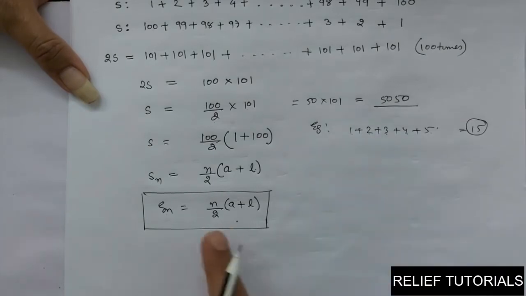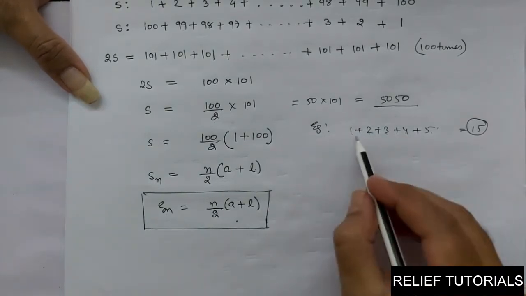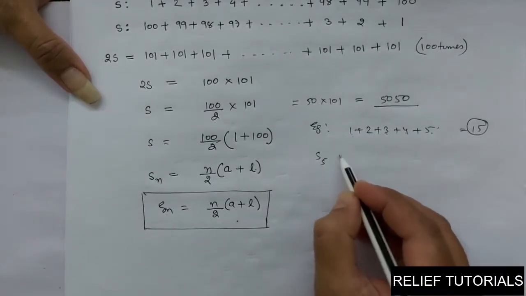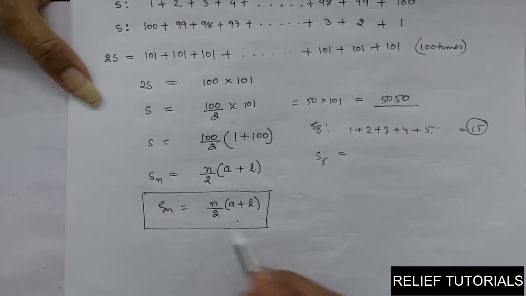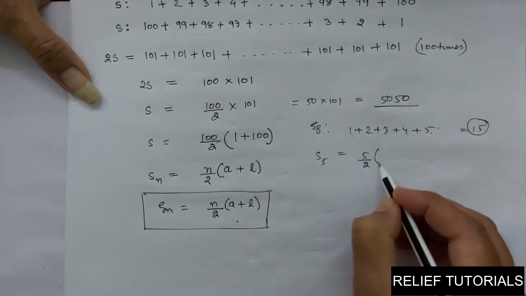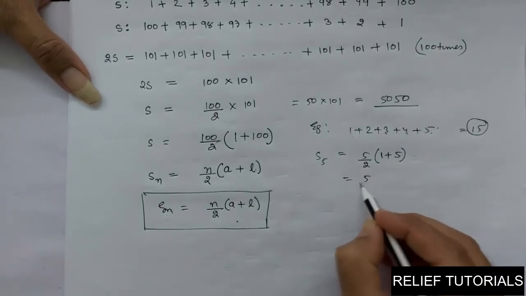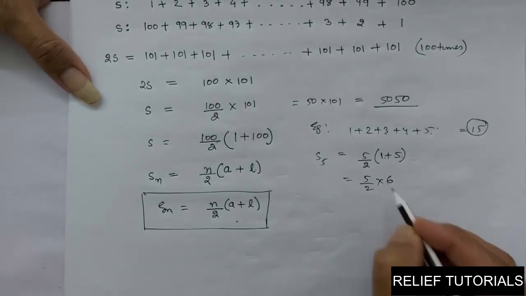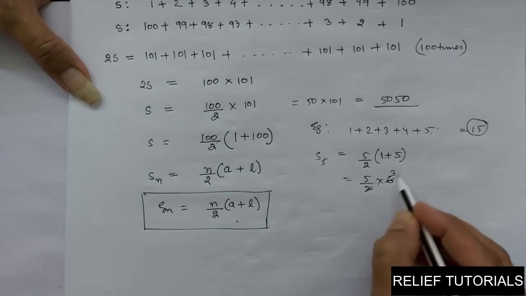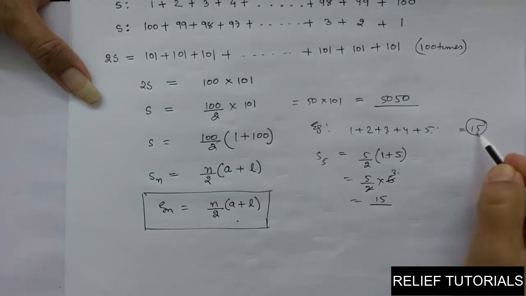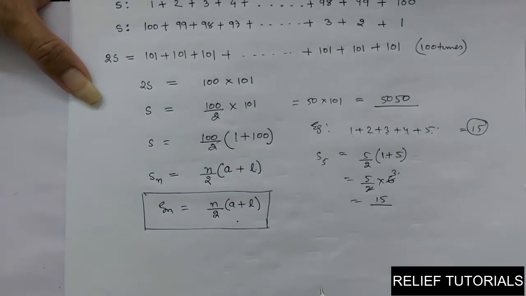So how did we get this total by using this formula? How many terms are there? 5 terms. So we can say S5, Sn, is 5 by 2 into A plus L. First term 1, last term 5. So that equals 5 by 2 into 1 plus 5, which is 6. 2 ones are, 3s are, 5 into 3 equals 15. So the answer is 15. Have you got it?